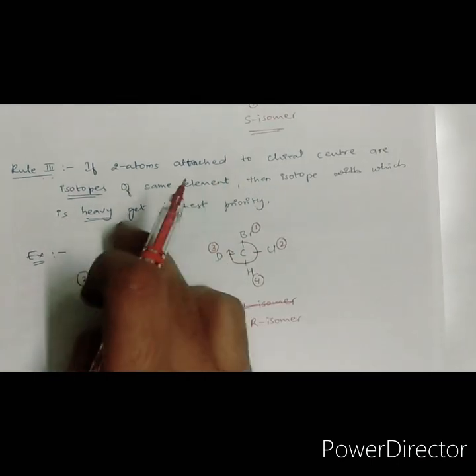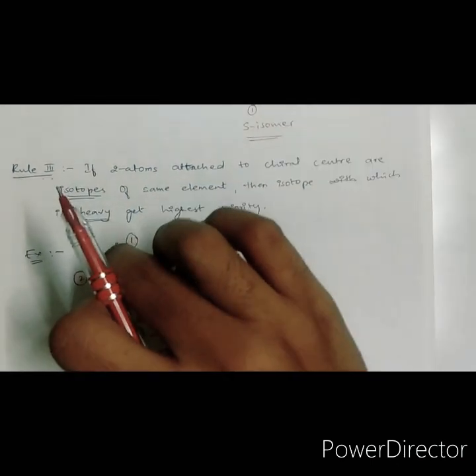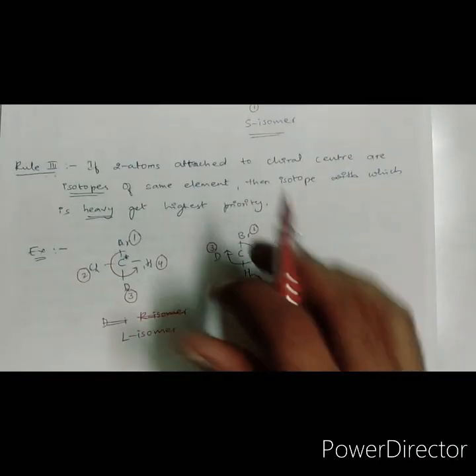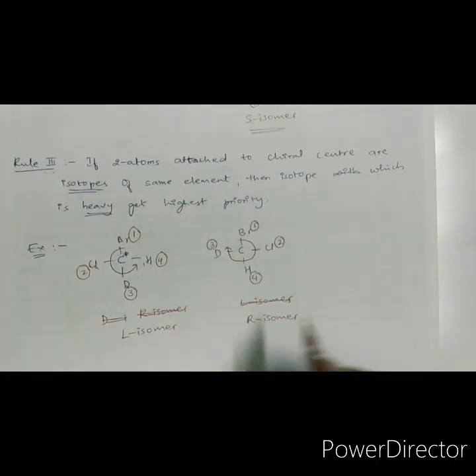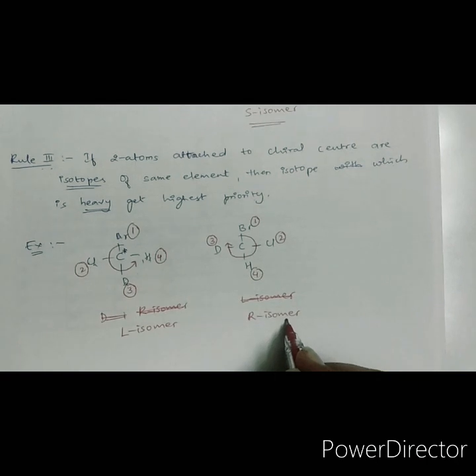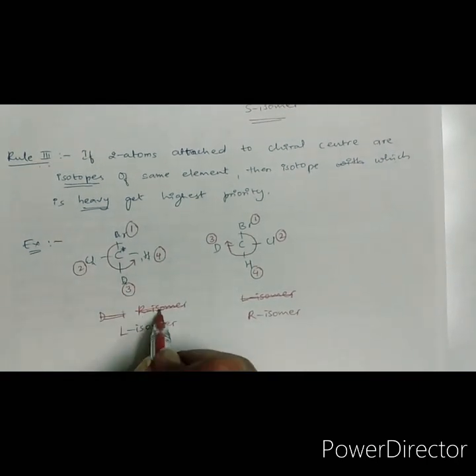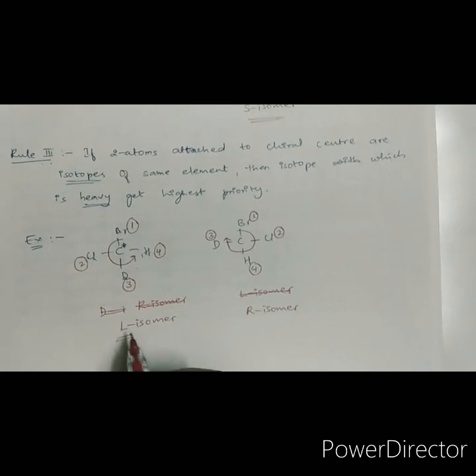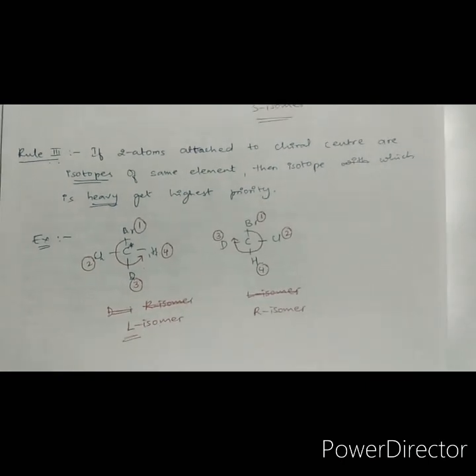So if we move the priority list, it moves in the left side, so it is given as L isomer, while in this case the priority moves in the right hand side direction, so it is given as R isomer. Earlier I said it is R isomer, but this is not correct. The correct answer is L isomer and R isomer.